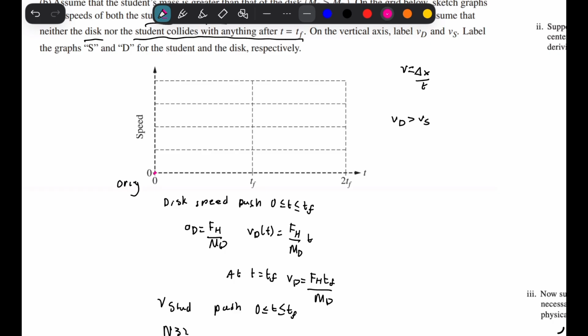Now, what happens after this is that they are going to increase. So they're going to increase linearly until TF, and then they're going to be that level part, right? So that's the disk. And then for this one, we're going to go here, and that's for the student. And we'll label this the speed of the student, and here the speed of the disk.